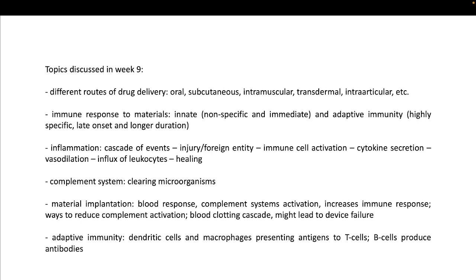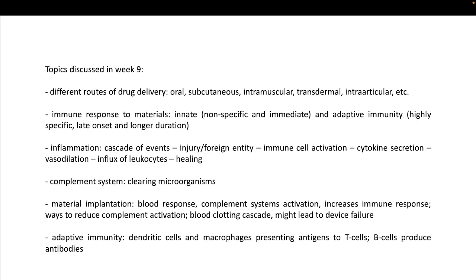The next important concept that was discussed is the complement system, which are smaller proteins which keep floating in your bloodstream, and they are mostly used to clear microorganisms. So whenever they detect any bacteria, any virus, they come into play, and then they generate an immune response, and they help the innate and adaptive immunity to clear off these microorganisms.